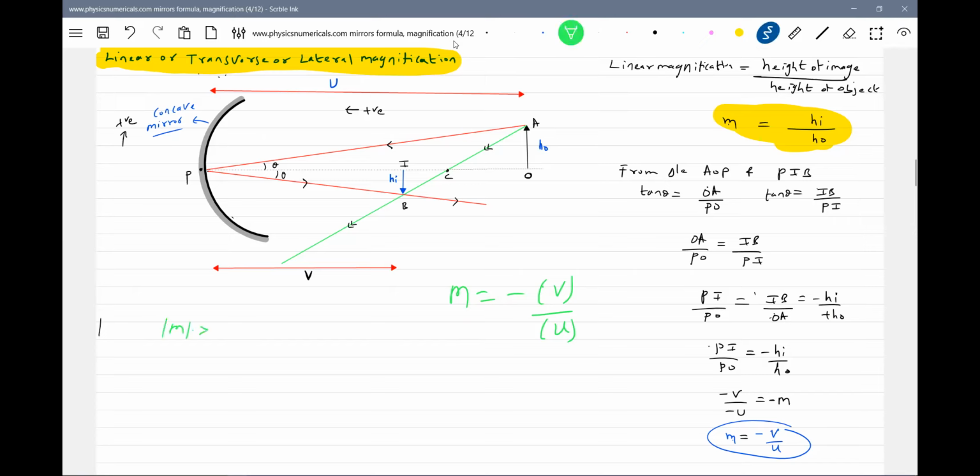m greater than 1: image is magnified. m less than 1: image is diminished. Then what do you mean by m negative? Image is inverted. m positive: okay, looking at the signs, we are going to interpret and substitute V and U with sign.